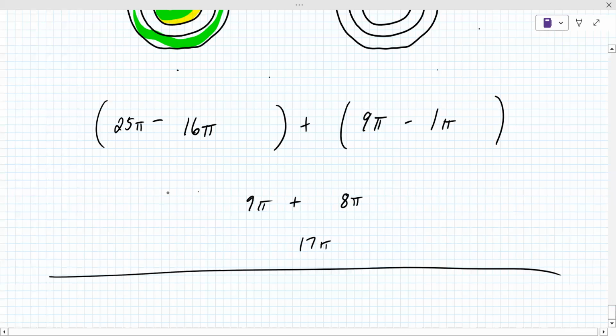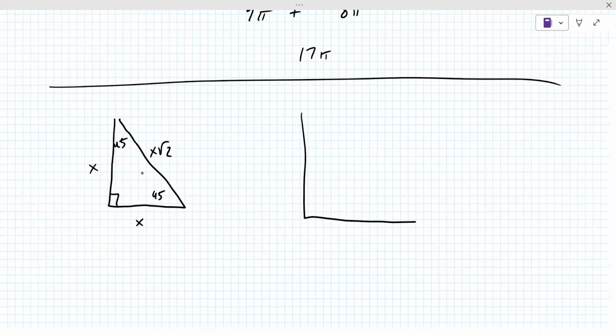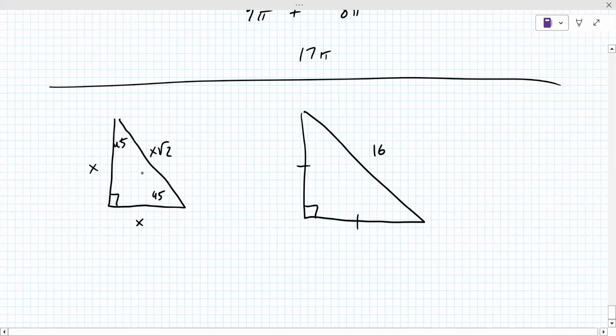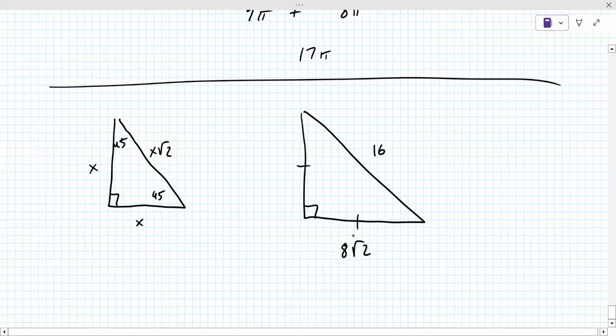Very good. Okay, last thought here is 45, 45, 90 triangles. x root 2. So if I give you that this is 16, what is the x value? Okay. So 16 equals x root 2. So the x value would be 8 root 2. Very good. Okay. So don't forget that one. That's another important one to remember.